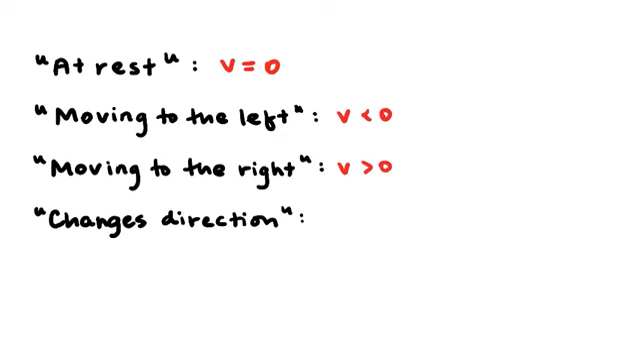And then changes direction. Well, something's got to change the trajectory. It was moving to the left, now it's moving to the right. It was moving to the right, now it's moving to the left. That's going to be a sign change in v.